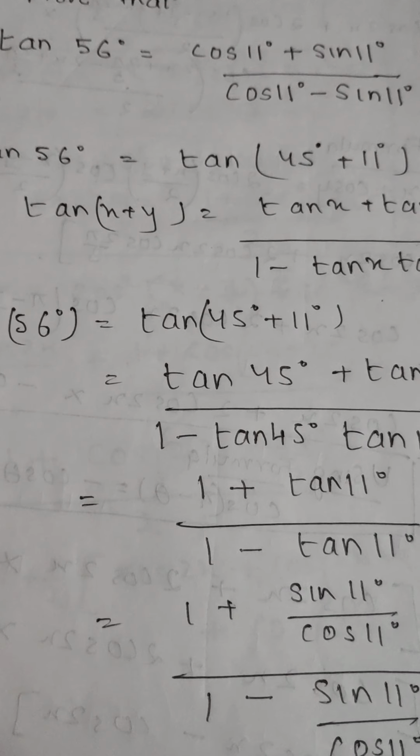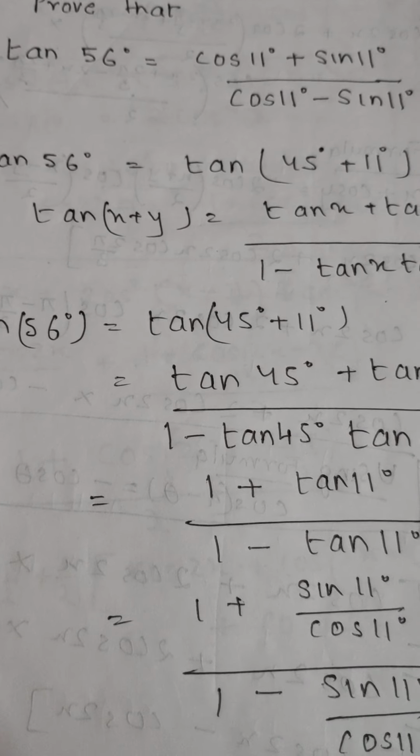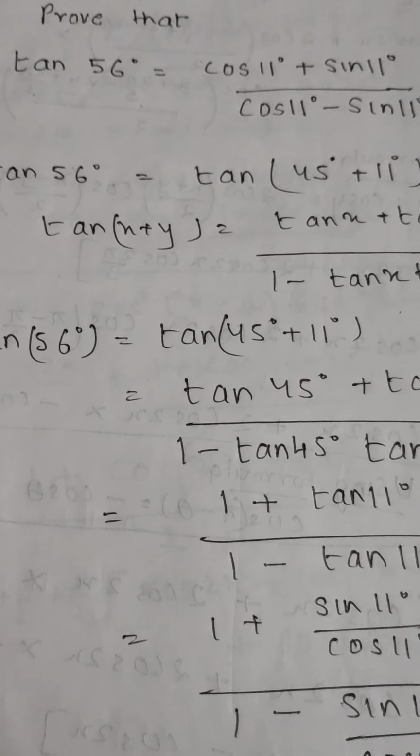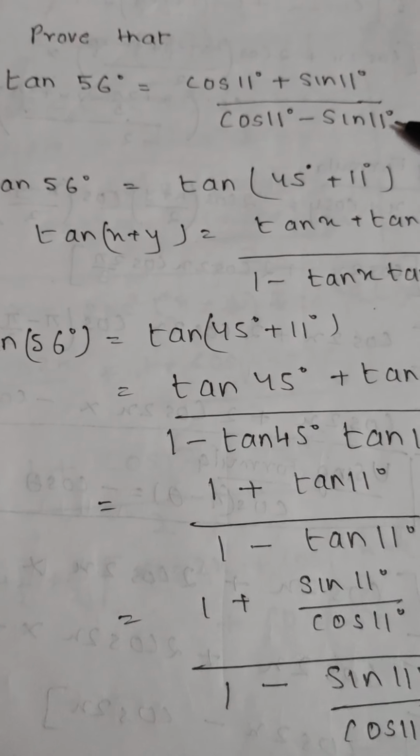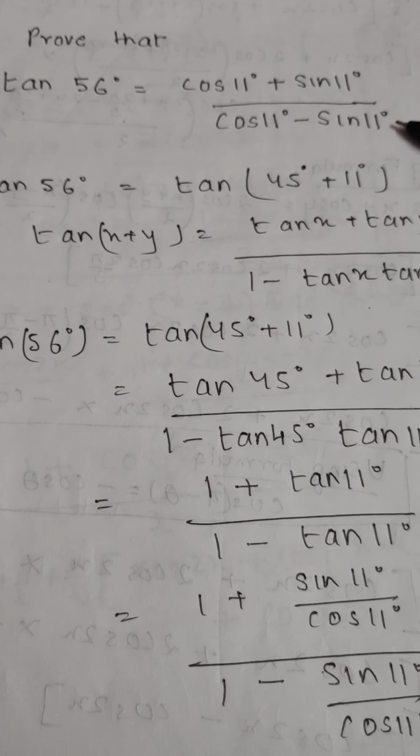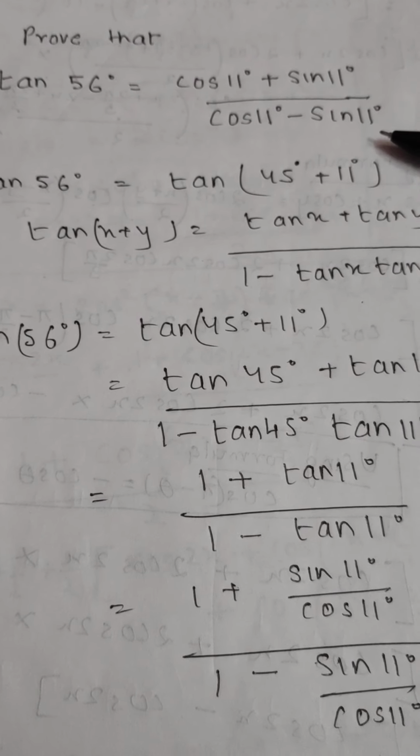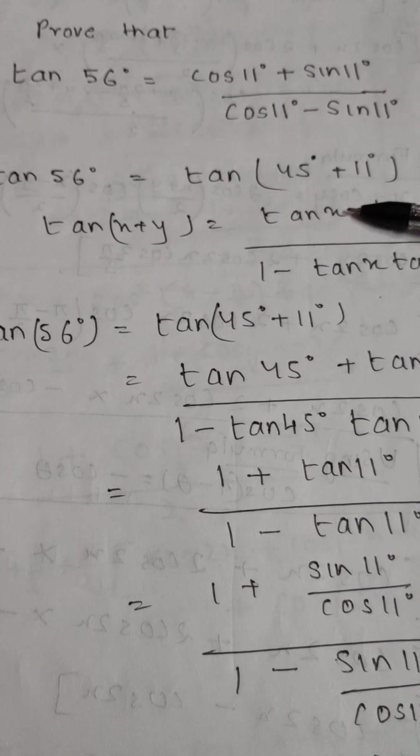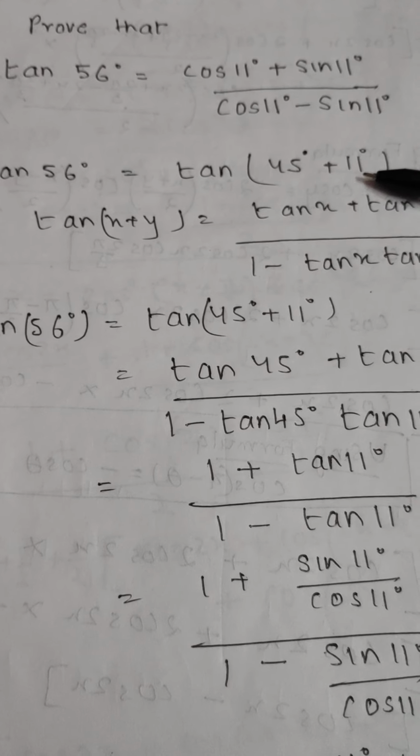Good morning, students. We are going ahead with some more important questions in trigonometry. First question we are taking is tan 56 degrees is equal to (cos 11 plus sin 11) over (cos 11 minus sin 11). Tan 56 degrees can be written as tan (45 plus 11).